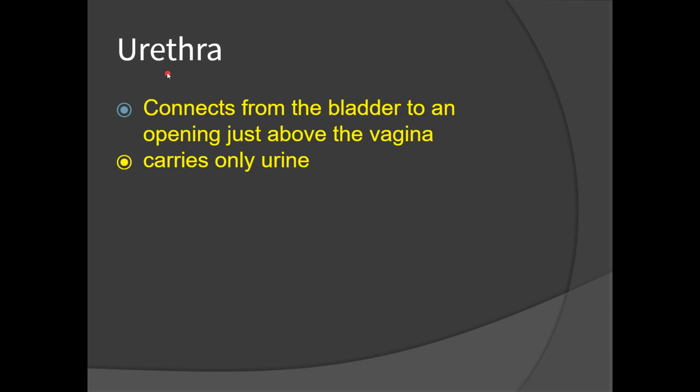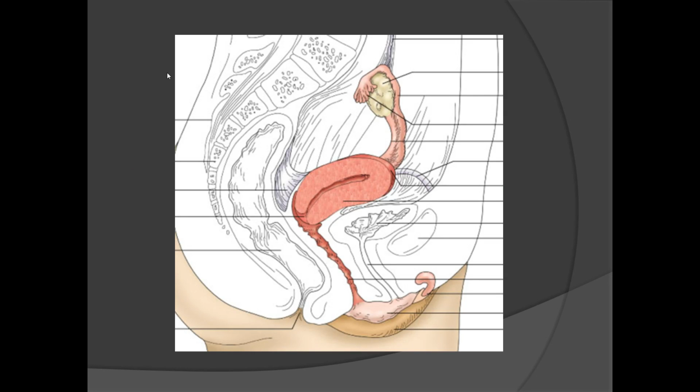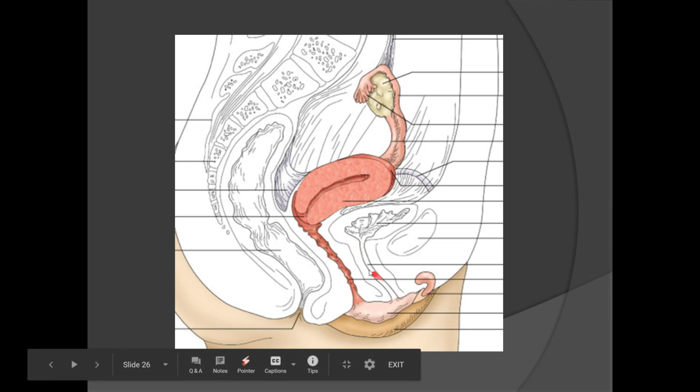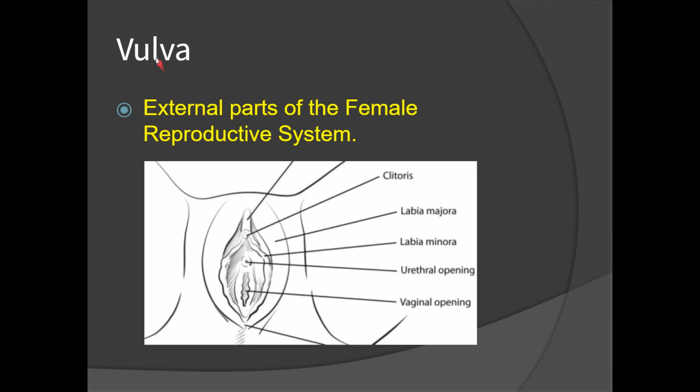The urethra connects to the bladder to an opening just above the vagina and carries only urine. Okay, so a female, unlike the male, right, a female's urethra only carries urine, whereas a male's urethra will carry urine and sperm. The vulva, okay, are the external parts of the female reproductive system.